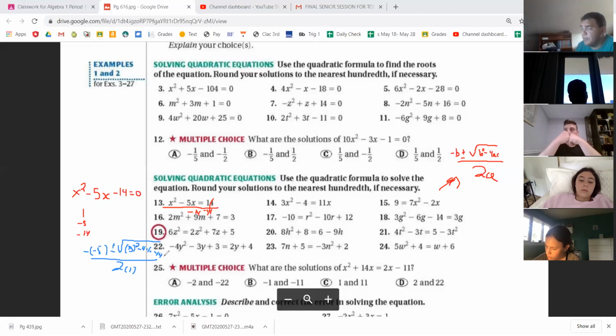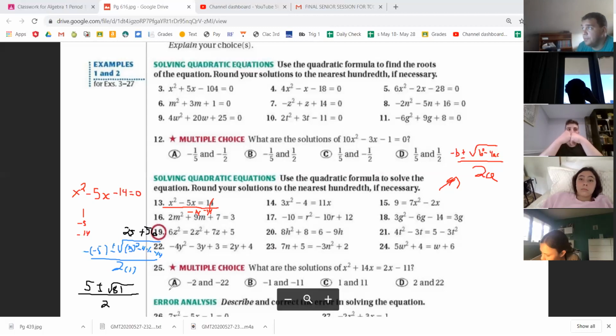All right, let's do some math. Let's clean this up a bit. This is a positive 5. On the bottom, it's just a 2. Plus or minus, now we're going to do the square root stuff. 5 squared is 25. Negative 4 times 1 times negative 14 is positive. 4 times 14 is 56. 25 plus 56 is 81.